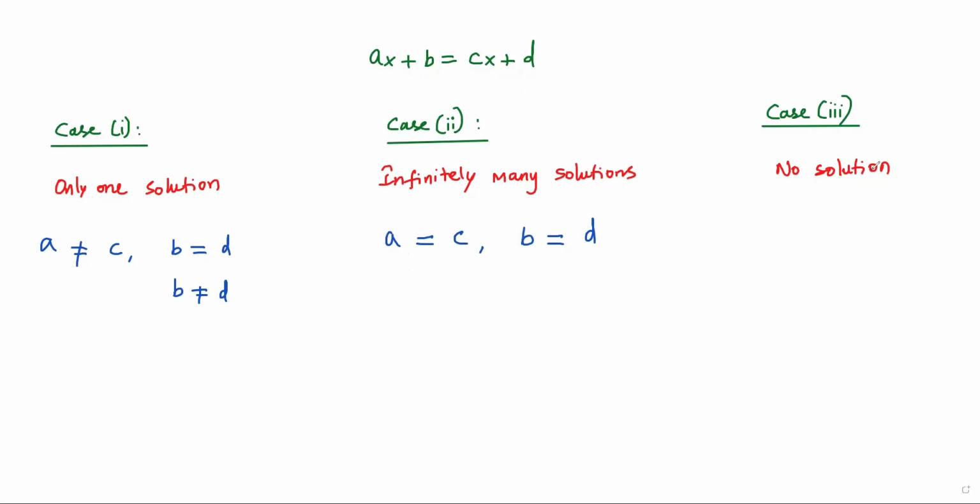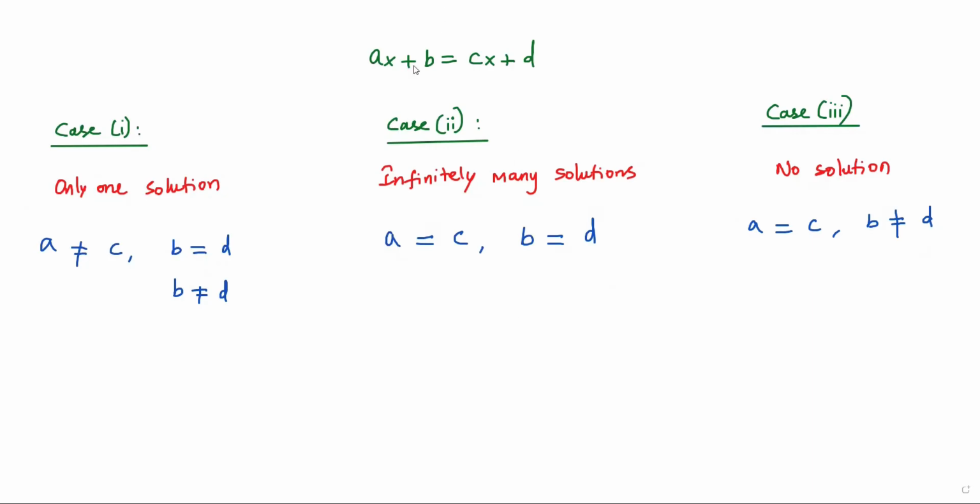Now let's consider the third case, there is no solution. Again, the same thing: consider the coefficient of x on the left side and the coefficient of x on the right side. Then we have a and c, and the constants b and d. If this linear equation has no solution, then the coefficient of x on the left side and the coefficient of x on the right side must be equal, and the constants must not be equal. So these are the three conditions we have to check to see whether the linear equation in one variable has only one solution, or infinitely many solutions, or no solutions.